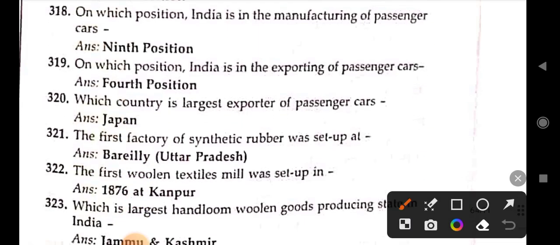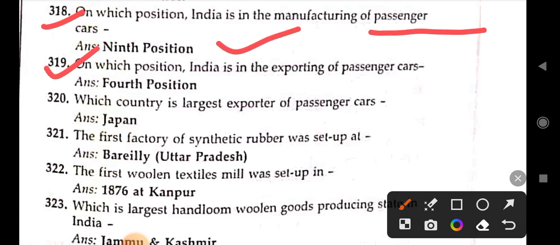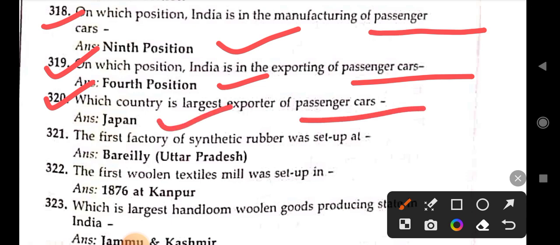On which position is India in manufacturing of passenger car? Ninth position. On which position is India in exporting passenger car? Fourth position. Which country is the largest exporter of passenger cars? Japan. The first factory of synthetic rubber was set up at Bareilly, Uttar Pradesh.